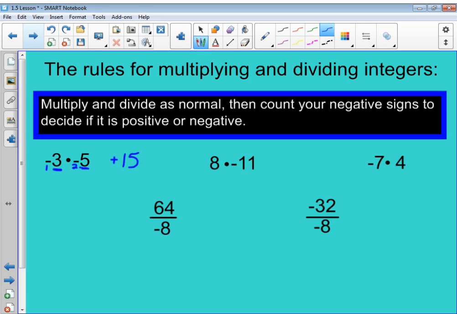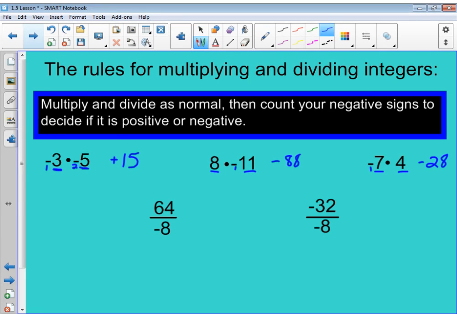Okay, in the second example, we would think 8 times 11 is 88. So that's how we're getting our digit. Count our negative signs. There's only 1. So that's an odd number. That makes a negative answer. Okay, so then 7 times 4 is 28. We had 1 negative, so that's an odd number, so that's a negative 28.